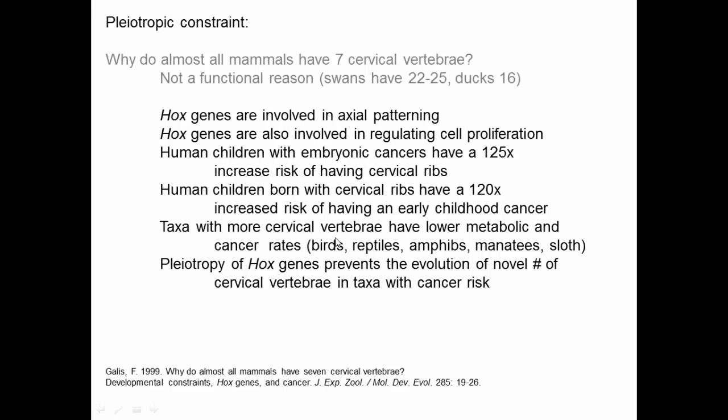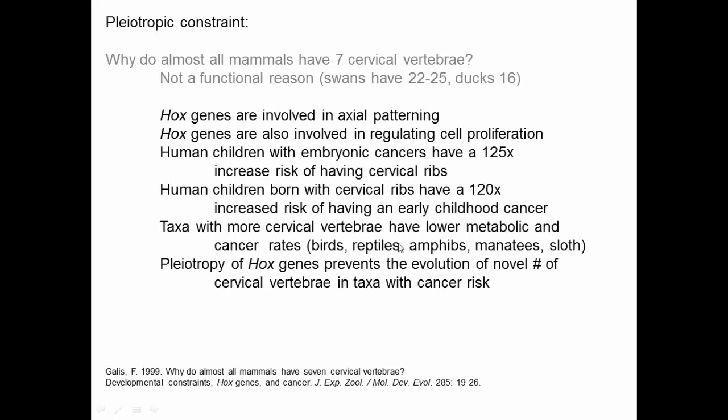When we look at taxa that have more cervical vertebrae, the ones that have evolved a different number of cervical vertebrae, we actually notice that they have lower metabolic rates and cancer rates. And this actually kind of makes sense because increasing the risk of cancer in an organism that essentially has no risk of cancer is not actually going to be much of a fitness detriment. So in birds and reptiles and amphibians that have very low metabolisms and very low cancer risks, the sorts of mutations in their Hox genes that could change their number of cervical vertebrae would probably not be as negative because they're just changing the risk of cancer, which is already so low that that's not really relevant.